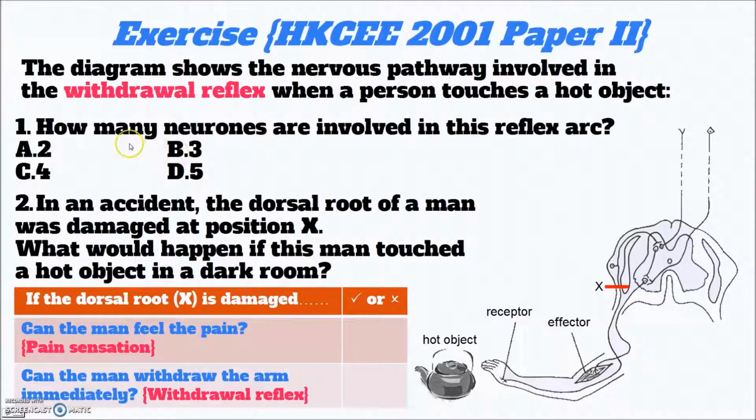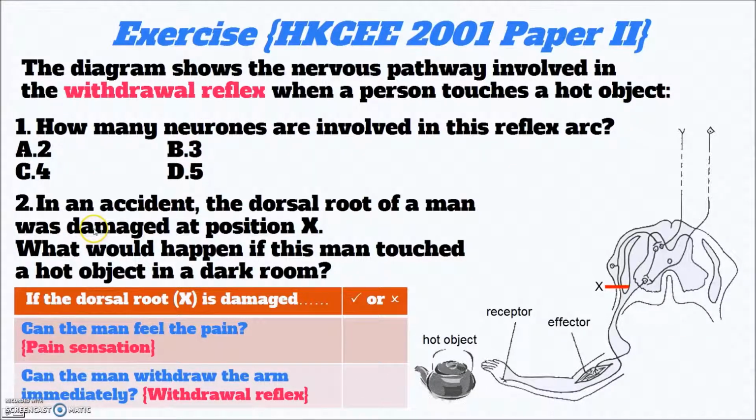The first question is, how many neurons are involved in the reflex arc of this withdrawal reflex? Because it is a withdrawal reflex but not the knee-jerk reflex, you need to identify the difference between the withdrawal reflex and the knee-jerk reflex.